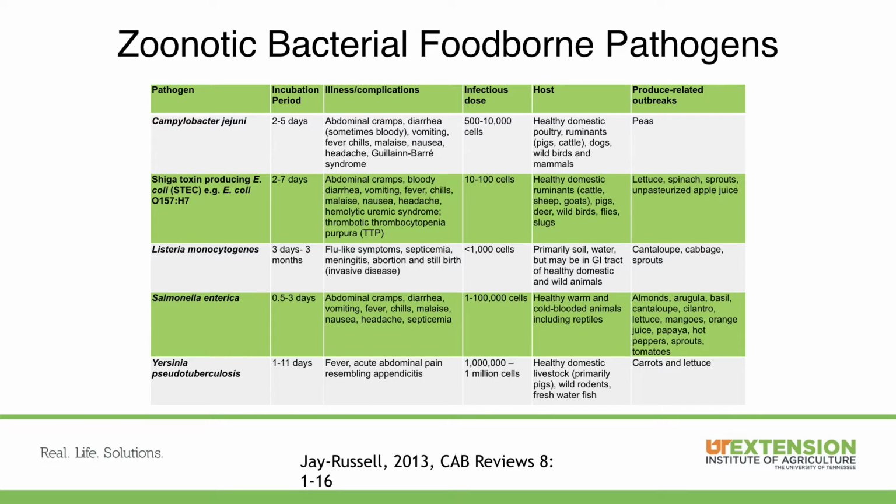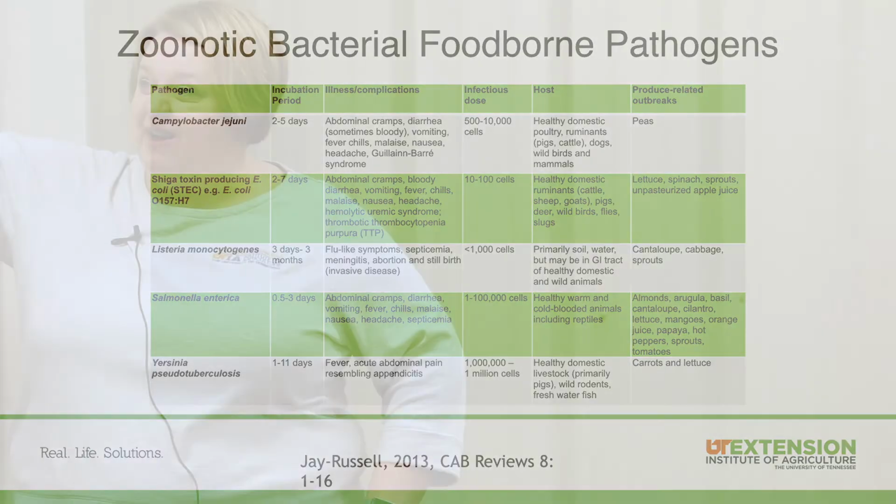Yersinia is the last one. I would say that we see very much lower number of cases of Yersinia. Essentially, you're going to have acute abdominal pain and fever associated with yersiniosis, which is the disease it causes. It has a very high infectious dose. And you primarily see healthy domestic livestock, mainly pigs, wild rodents, and freshwater fish carrying Yersinia. We've seen this in both carrots and lettuce as far as outbreaks go. And again, you probably would never hear about those on the news, but just a few things associated with that. So these are all the bacteria and kind of an overview.